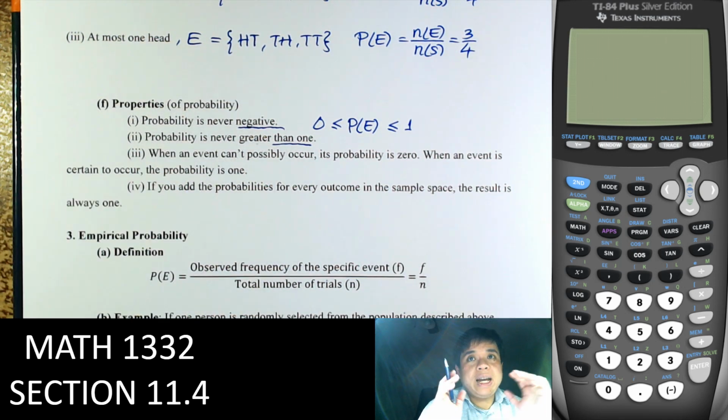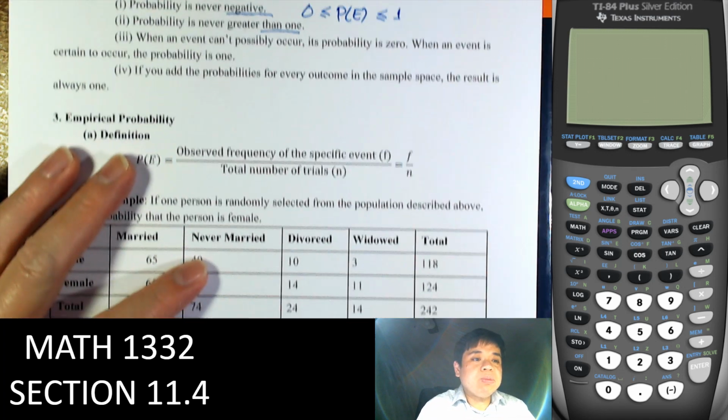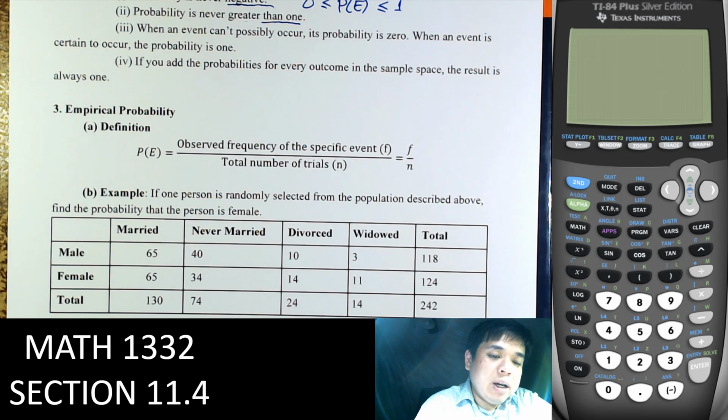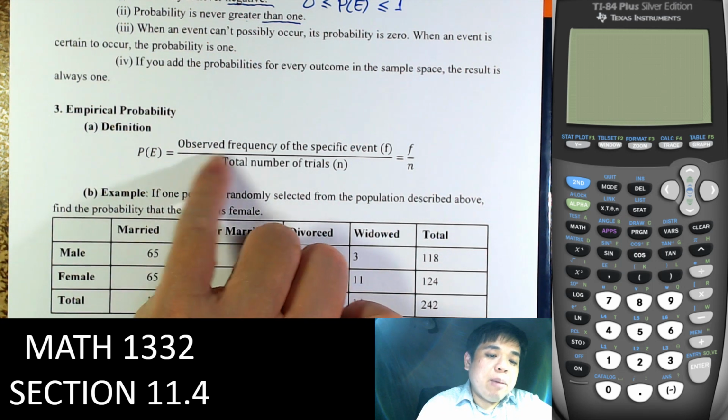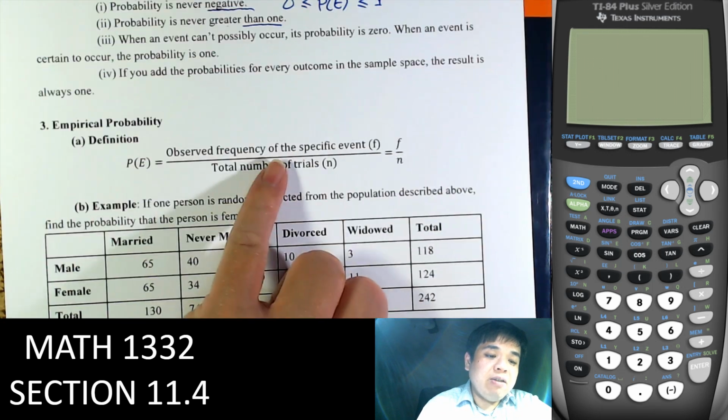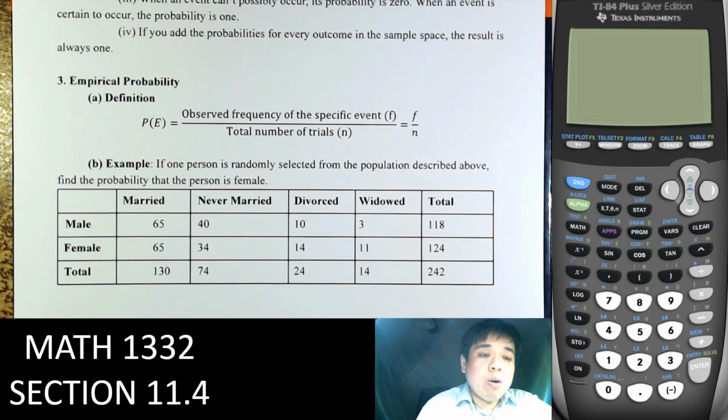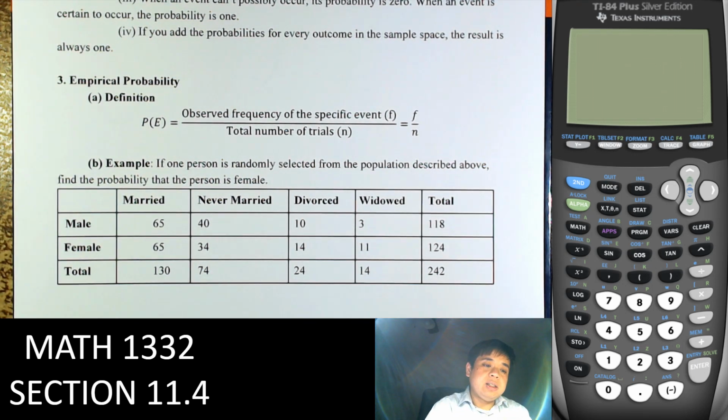We just pretty much count how many we have in the event divided by how many we have in the sample space. That's all. Next, empirical probability. This is empirical, mainly from experiment. It's just how many we see in that event divided by how many we have total. Right. So look at this.